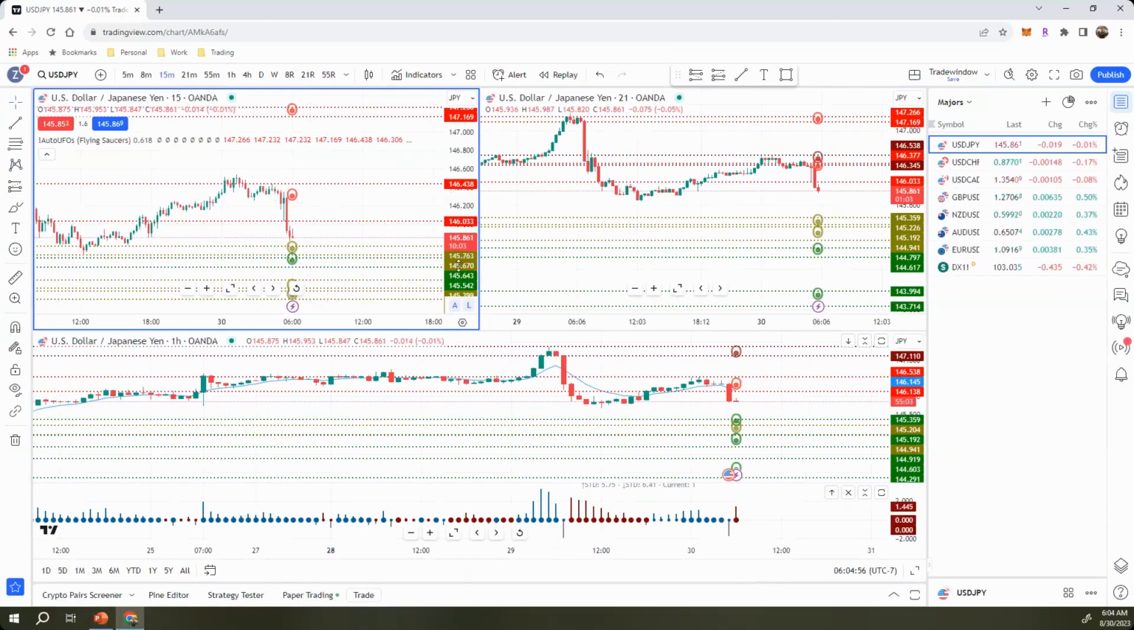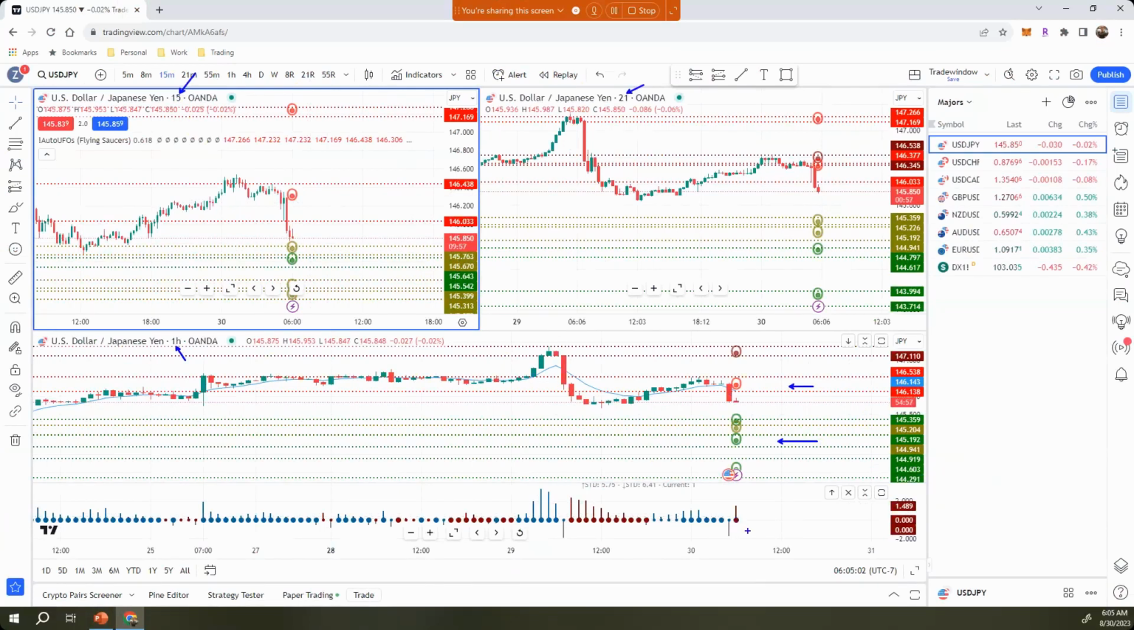So looking at our charts here, we do see that we have a couple of different things. We do see that we have the auto UFOs on both the bottom chart, which is the hourly, as well as the 15 and the 21-minute charts up above. We put the auto UFOs on all three of those charts because we want to see representation of different time frames and where those unfilled orders may be.